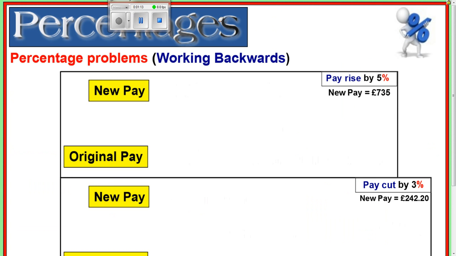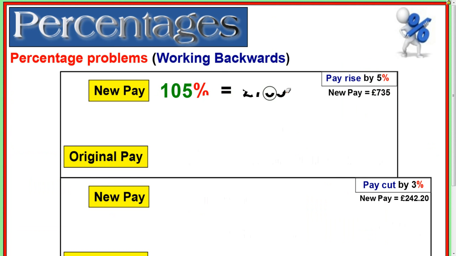Now, just a few examples to finish off with. If we look at an add one first and then a take away one, if you had a pay rise of 5% and your new pay was £735, what was your original salary? So if you take your 5% and add it on to 100, so 105% equals £735.